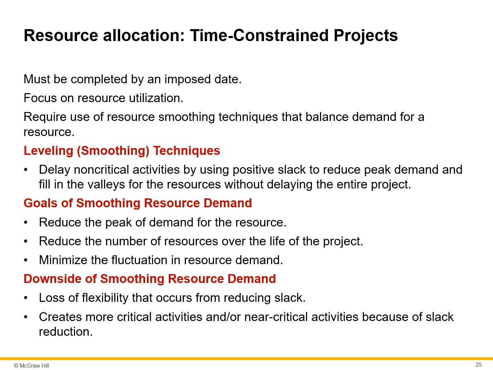Some of these techniques can be seen used in the travel and tourism industry, when peak season and off-peak season resource allocation need to be balanced. Downsides of smoothing resource demand include loss of flexibility that occurs from reducing slack, and it can also create more critical activities or near-critical activities because of slack reduction.